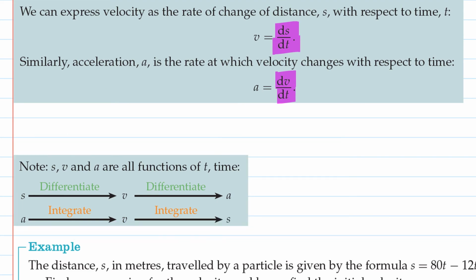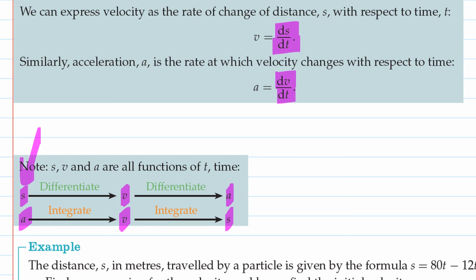So if we have a function for distance, we can differentiate it to find a function for velocity, and likewise we can differentiate that to find a function for acceleration. And working backwards, integrating a function of acceleration gives us a velocity, and integrating velocity gives us the distance. One little note I'll make here is that we use s for distance, because if we didn't, we'd end up writing dd all the time, which can get confusing about what you're meaning there.